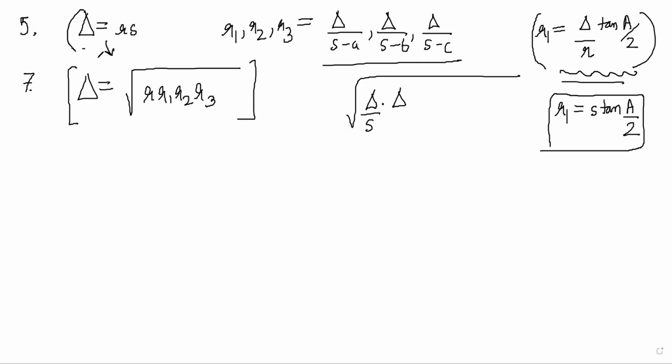Del by S is R, right? Del by R here is S. Yeah, del by R is S. So R1 is equal to S tan A by 2. And then you get delta square over.